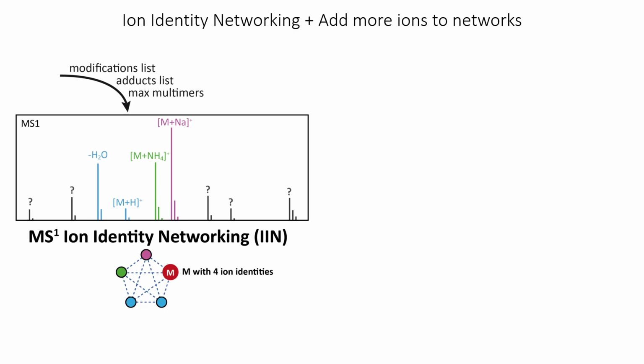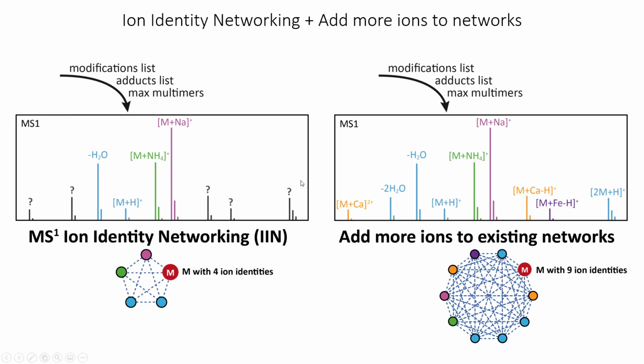And I've implemented this in a very modular way. We apply feature correlation grouping, and afterwards we create ion identity networks with only the best ion identities, only the best adducts. But this also means that some of the signals that we see are not covered in this workflow. And to create bigger networks, we can then use another module to add more ions to existing networks.